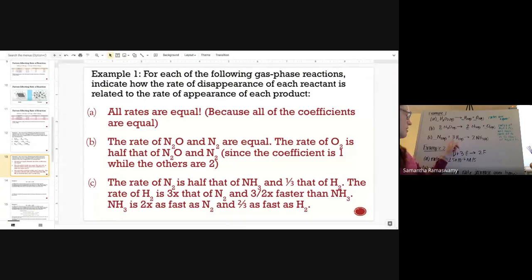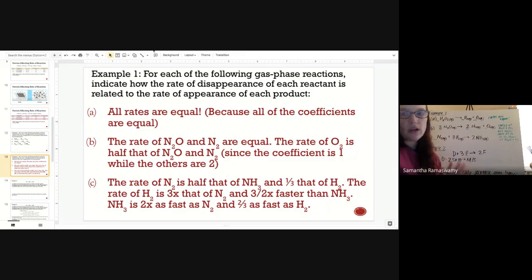Or I guess 2/3 as fast as H2. So again, without plugging numbers in, it sounds like, what? But we're going to plug numbers in the next one. So this was all conceptual. And what we just did is prevent us from writing out that negative delta N2 over delta T. Instead, we just focus on the coefficients, almost like stoichiometry.